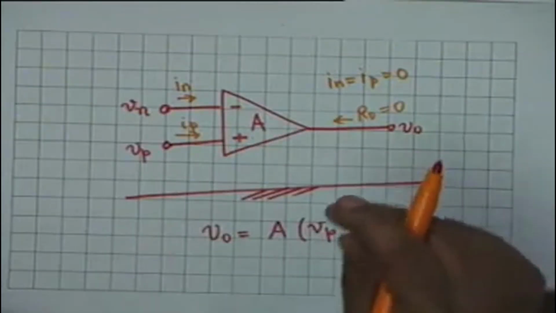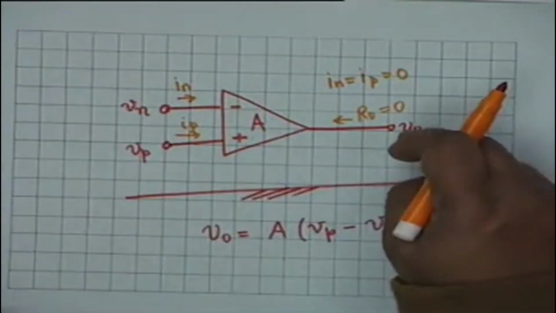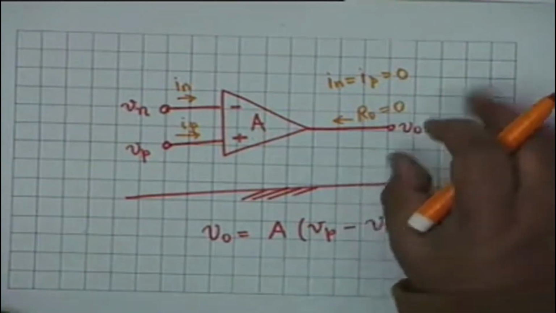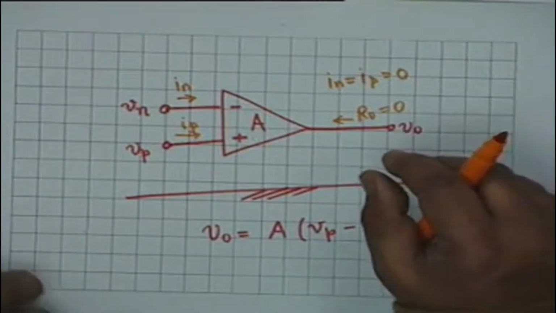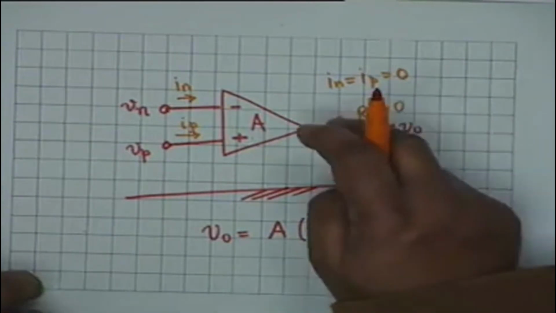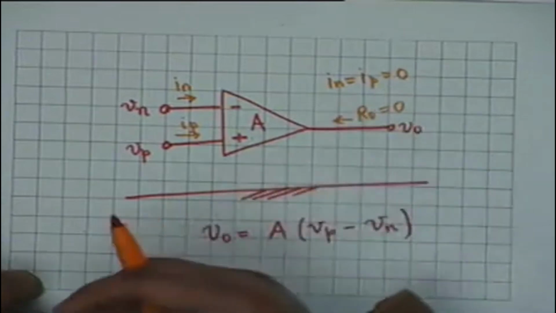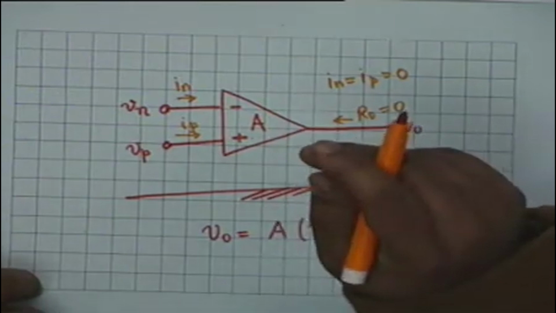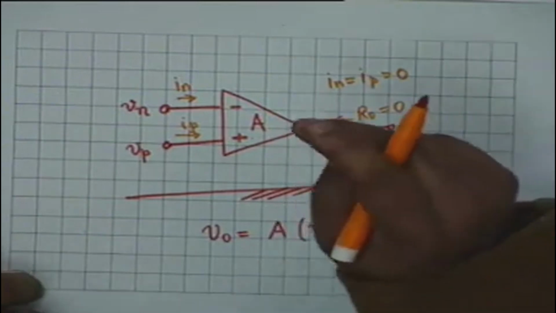In other words, what does that mean? It means that the output of an op amp can supply an infinite amount of current, isn't that right? If the output resistance is 0, then you can draw almost any current from this, which obviously is a fallacy, isn't that right? What is your source of energy?